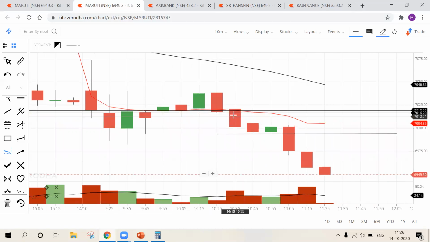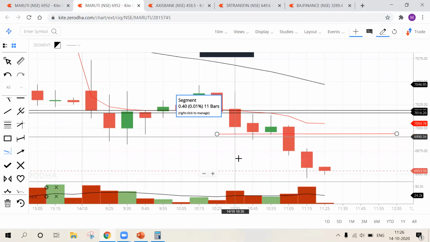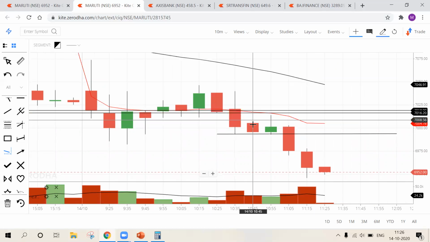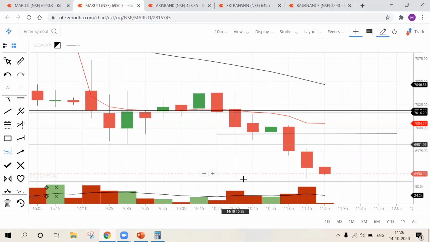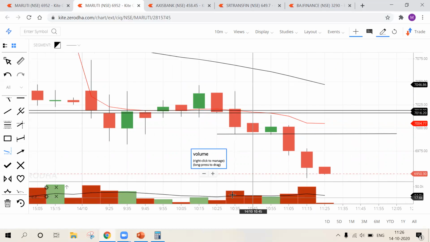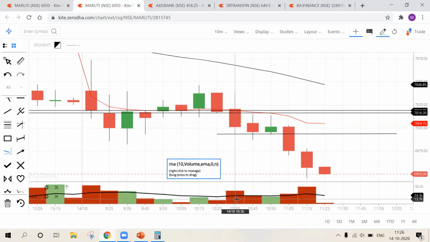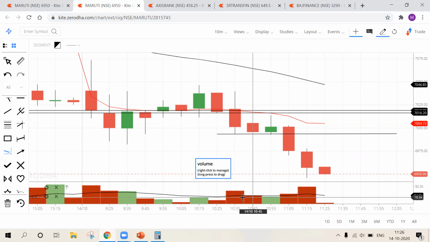Now let me look for fifth confirmation, which is volumes. So look at breakout candle and also have a look at confirmation candle's volumes. See, the volume bar is red color. That means more number of sellers are coming. And look at the volume bar.